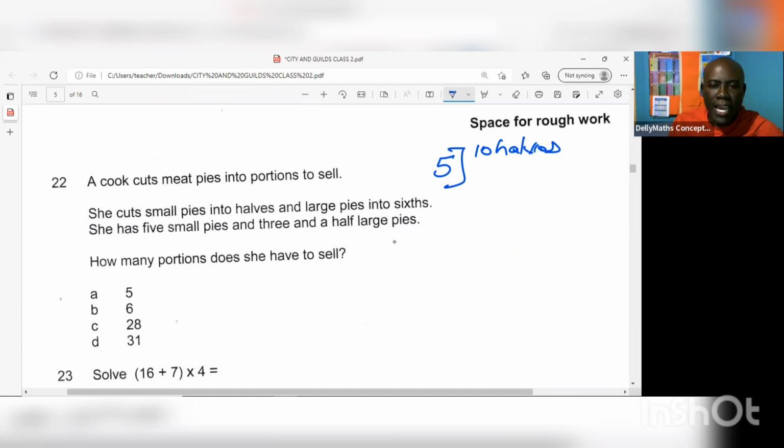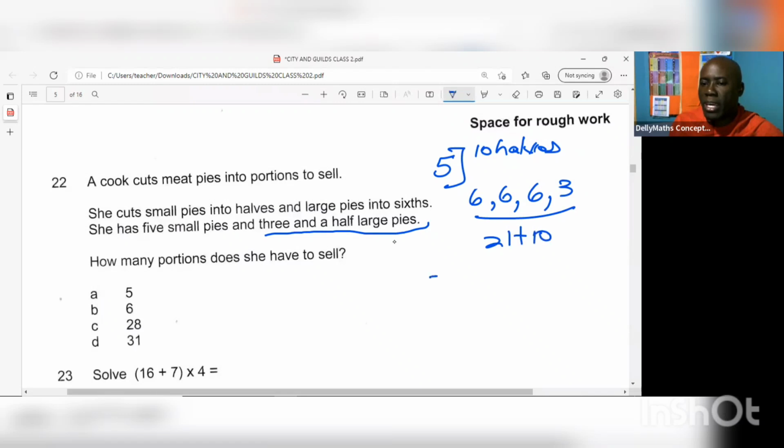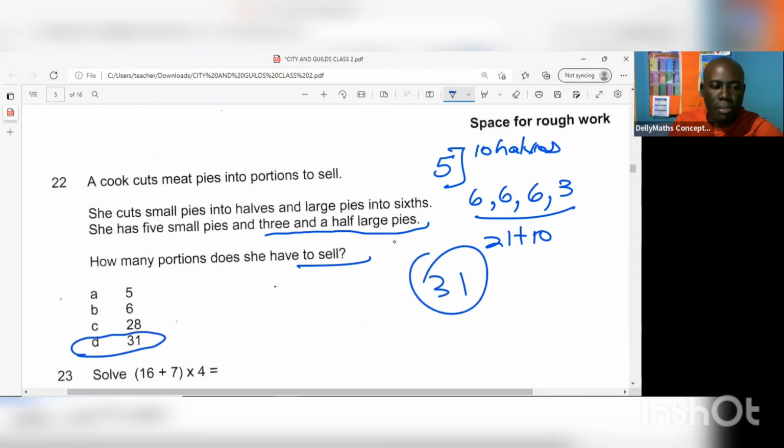And she has 3.5 large. For every large, we get 6. For a half, we get 3, because it did say it's going to cut the large ones into 6. So 6 plus 6 plus 6, that's 18 plus 3. This is 21 plus 10. I'm looking at 31 pieces to be sold right here.